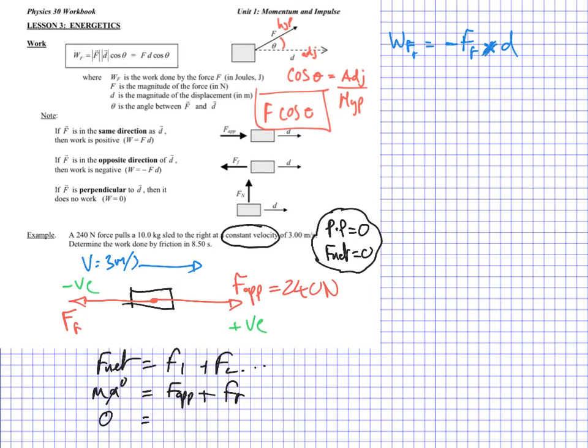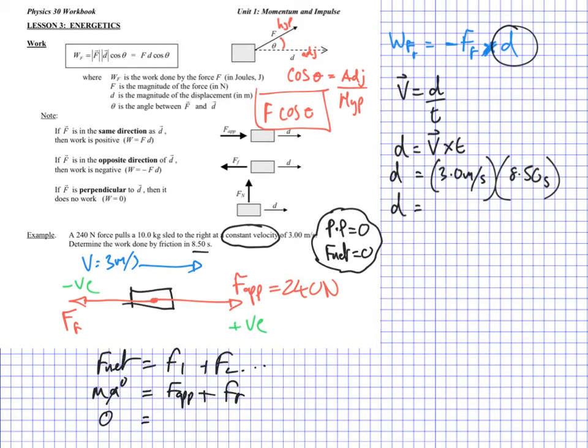Okay, so I need to find this distance here. How do I do that? Well, I know I've got time and I've got a constant velocity. So my physics principle tells me that I can find this velocity if I know the distance and the time. In other words, I can find the distance if I multiply my velocity by time. And since I know my velocity and I know my time, that's going to give me my answer. So 3 meters per second multiplied by a time of 8.5 seconds, that's going to give me the displacement.